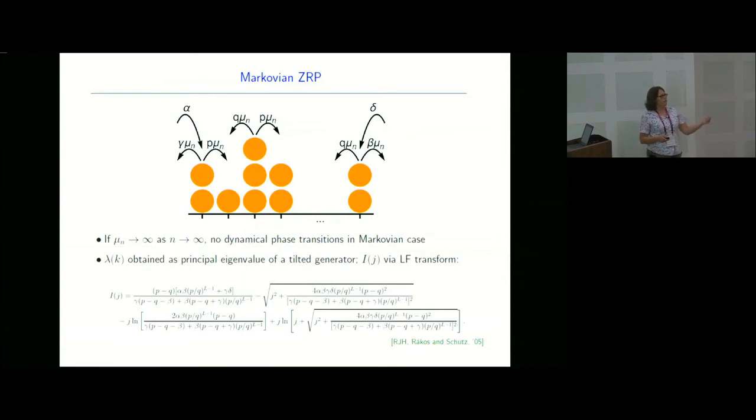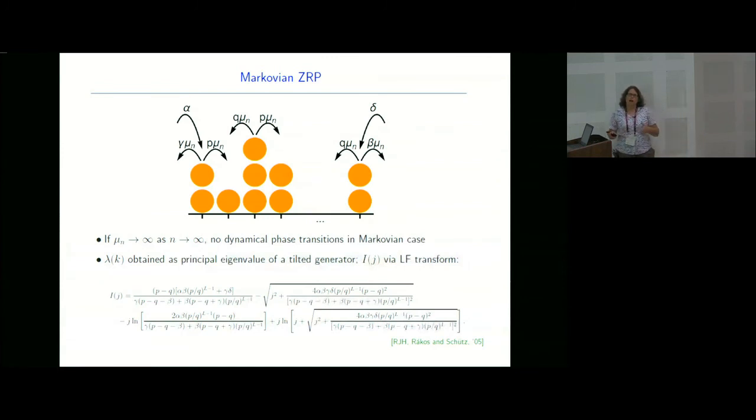So the more particles there are on the site, the faster they want to get off the site. And in that case, in this ordinary Markovian setup, there are no dynamical phase transitions. And you can calculate the scaled cumulant generating function as the principal eigenvalue of some tilted generator and do your Legendre transform and get the rate function. And it looks pretty ugly, but actually it's quite easy to understand where this comes from.